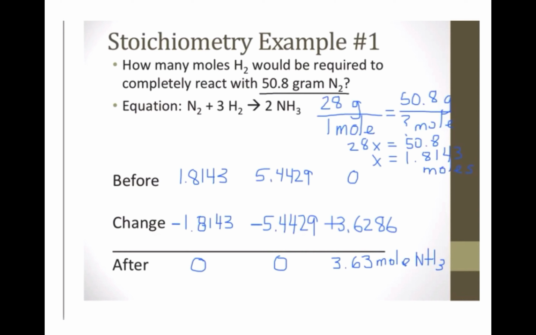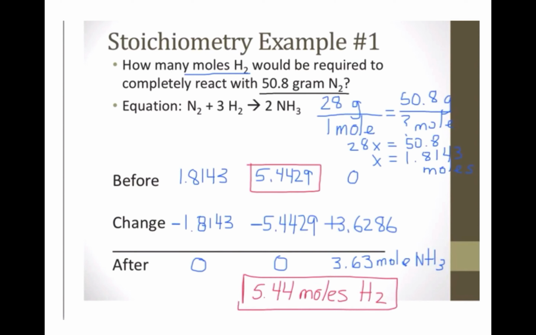The problem says, how many moles of hydrogen? So moles of hydrogen, under my hydrogen here, would be this number. That's how many moles of hydrogen had to react. But I want to give my answer with three significant figures because my given had 3 significant figures. So my final answer is 5.44 moles of hydrogen reacted with 1.8143 moles of nitrogen.